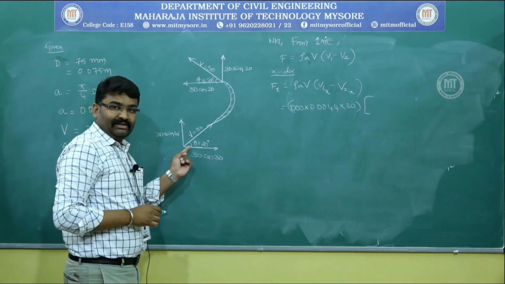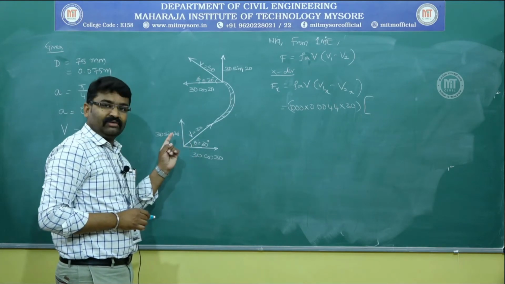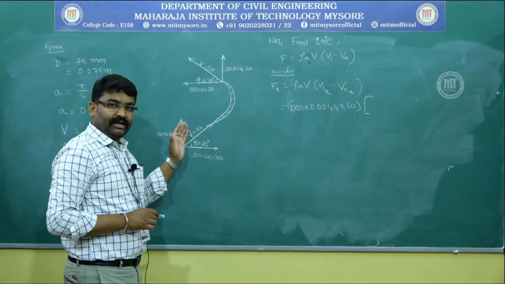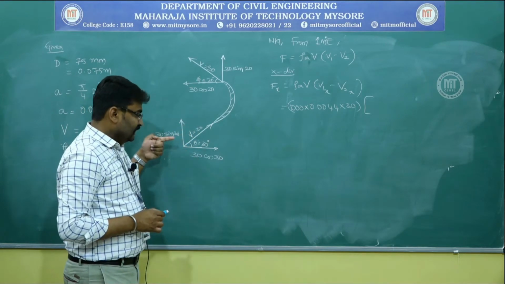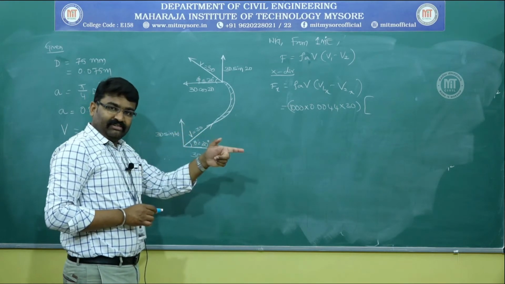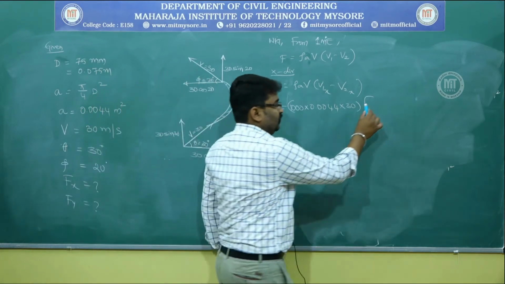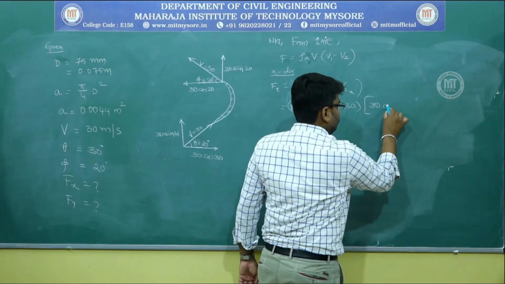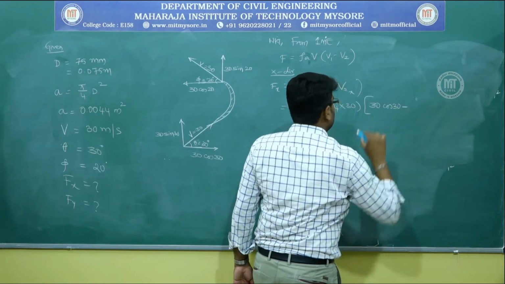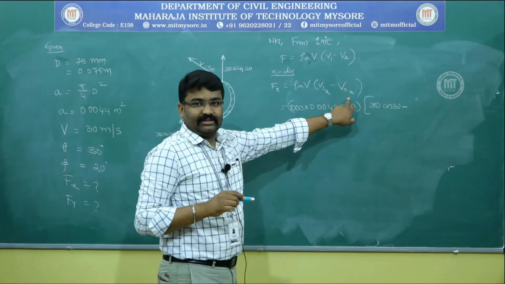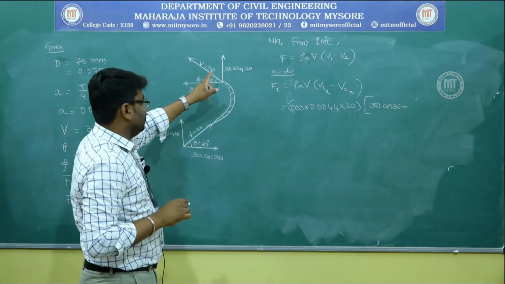So, v1, that is the initial velocity, was neither horizontal nor vertical. So, you have resolved that into two components, of which the horizontal component is in the positive x direction and the magnitude is 30 cos 30. So, this is 30 cos 30 minus v2 in x direction, that is the final velocity in x direction.